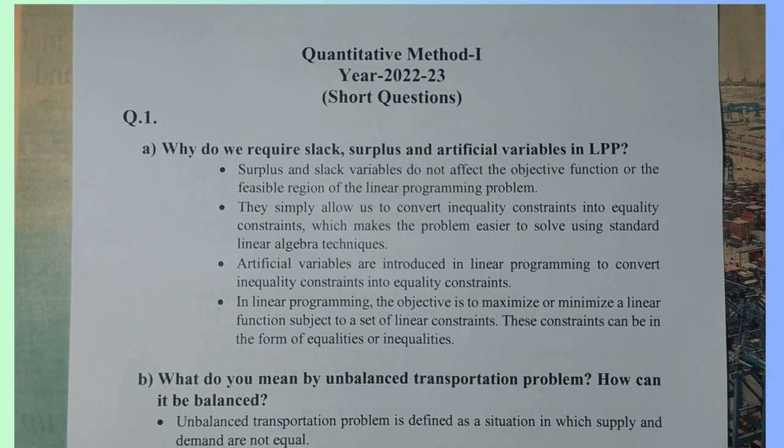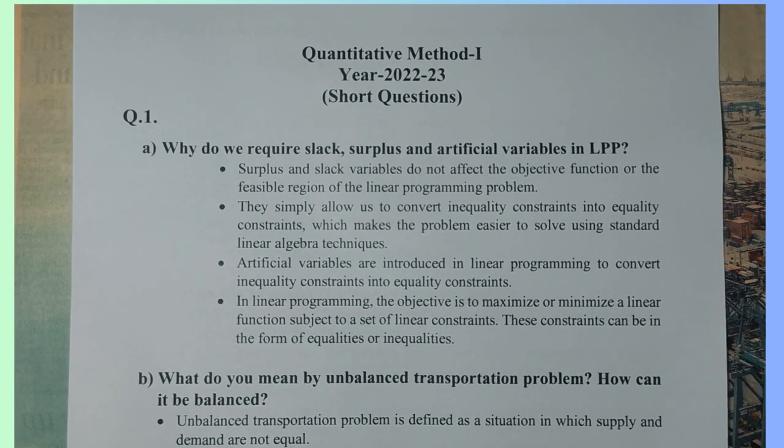Point number 3, artificial variables are introduced in linear programming to convert the inequality constraints into equality constraints, and in linear programming the objective is to maximize or minimize a linear function subject to linear constraints, and these constraints can be in the form of inequalities or equalities. The next is question number 1B.